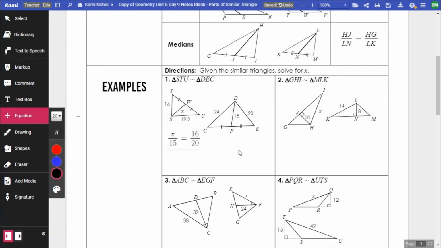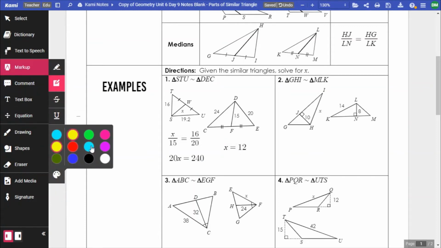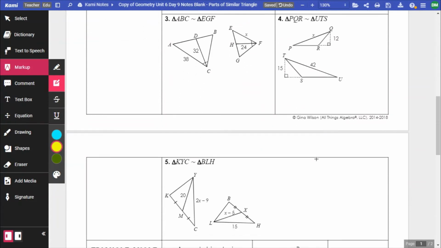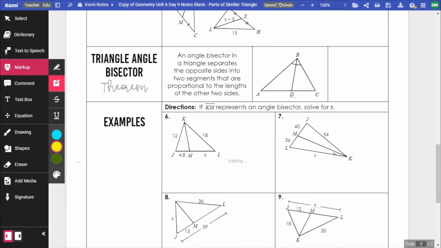Okay, and from here we just solve. So we cross multiply. When we do that, we get 20x is equal to 240, and that means that x is equal to 12. So that's our answer there. X is equal to 12. And I'm going to have you finish the rest of these, but just use the similarity statement to find the matching parts, the corresponding parts, because these are rotated around a little bit, so just make sure you're grabbing the correct parts.